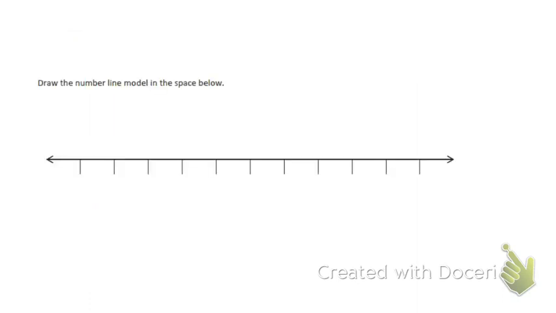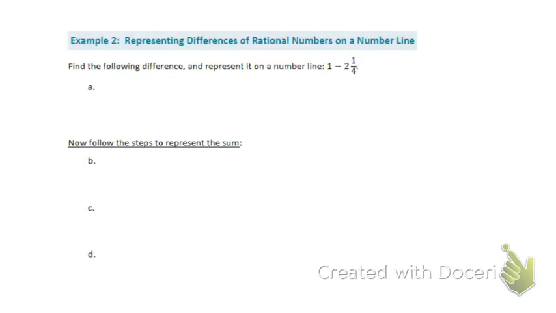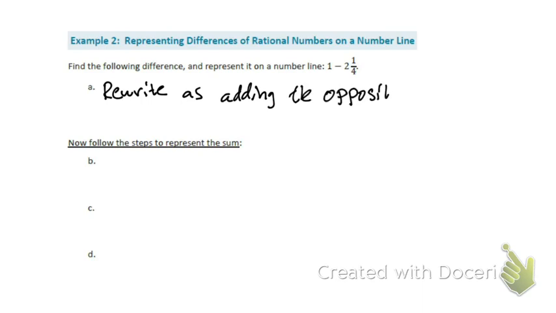Let's see. So the next part, we got 1, take away 2 1/4, right? Or subtract. What's the first thing we always want to do when it's a subtraction problem? Right here, we're going to rewrite as adding the opposite. So instead of subtracting 2 1/4, it's going to become 1 plus what's the opposite of 2 1/4? Negative 2 1/4. Okay. So then, but what do I do from there?